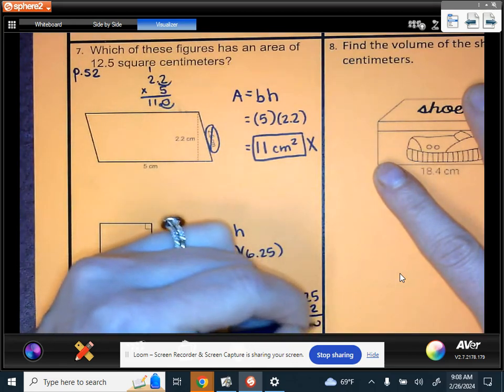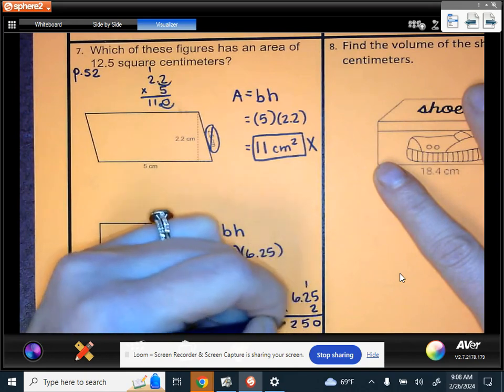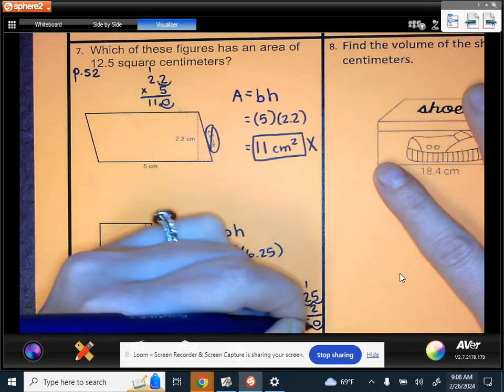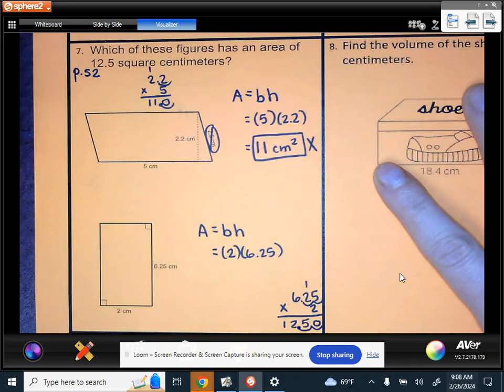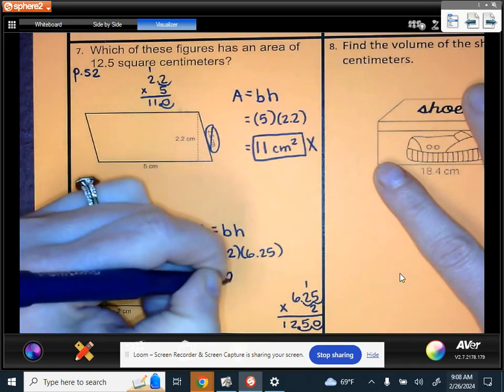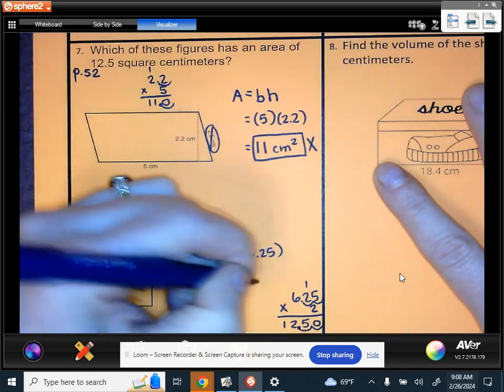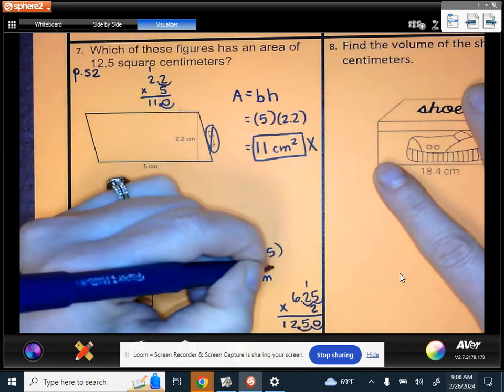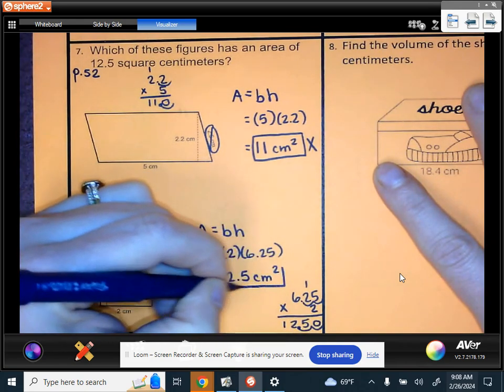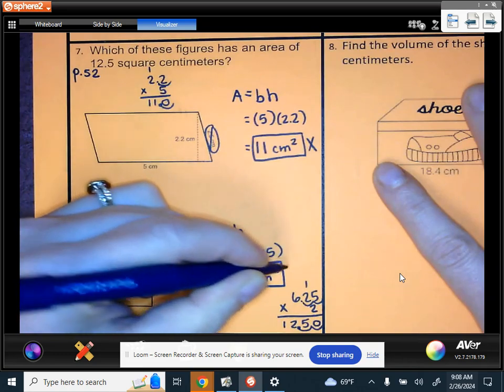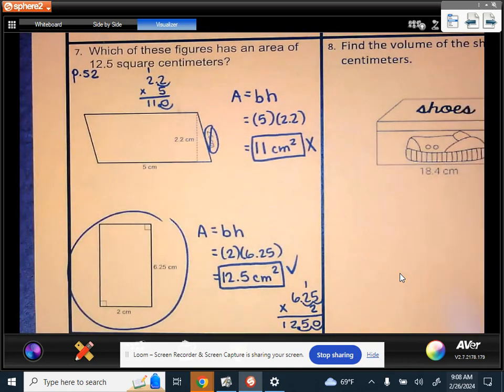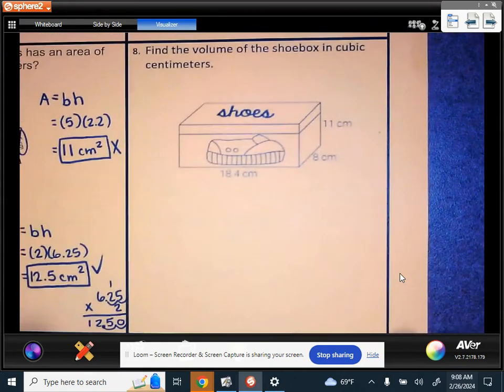6.25 times 2. We have 2 decimal places. That gives me 12.50, but remember 12.50 is the same thing as 12.5. We don't need that extra 0 on the end. So the answer was this one right here, which gave us that area of 12.5 square centimeters.